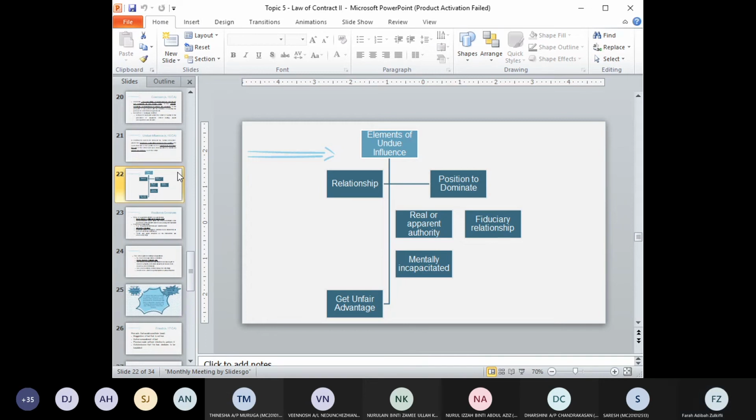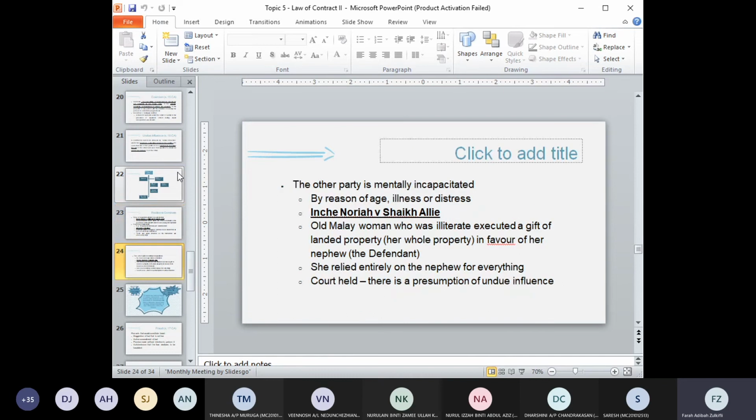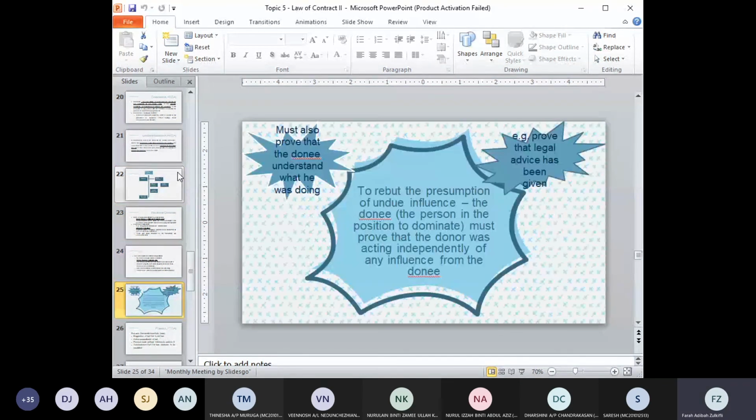So how? Because when there is this kind of imbalance in power, there is a presumption of undue influence. So if you are the more powerful party in the relationship, how do you prove to the court that there is no undue influence? Okay, so if you want to tell the court that yes, we are in a relationship, yes, I am more powerful than the other person because I am his father and he is my son, but there is no undue influence in this case.